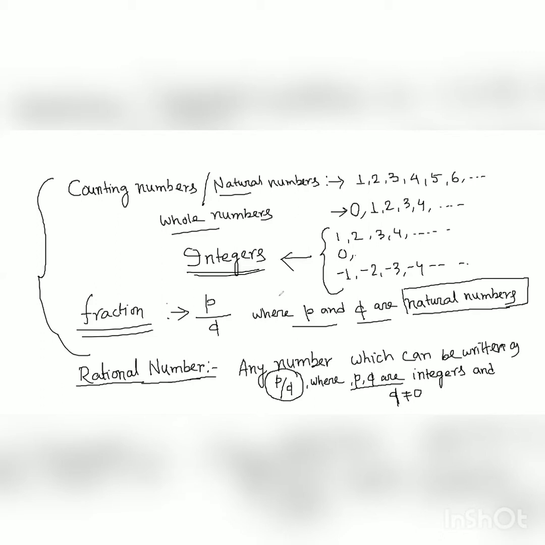Now check that in case of integers, there are positive numbers also, negative numbers also, +1, -1, +2, -2, like that. So this fraction cannot be negative, as p and q are all natural numbers in case of fraction. But in case of rational number, p and q may be negative numbers. So a rational number can be negative. We will define what is known as positive rational number, what is known as negative rational number, all this.